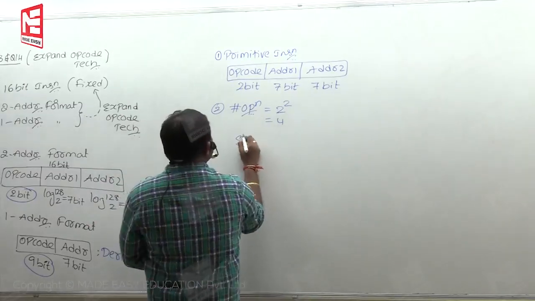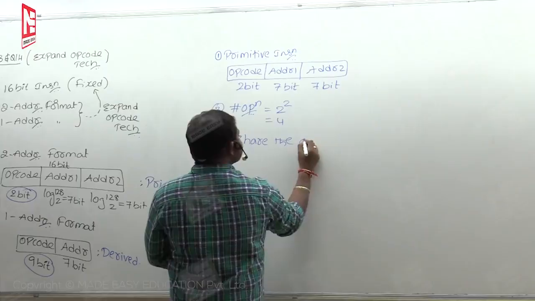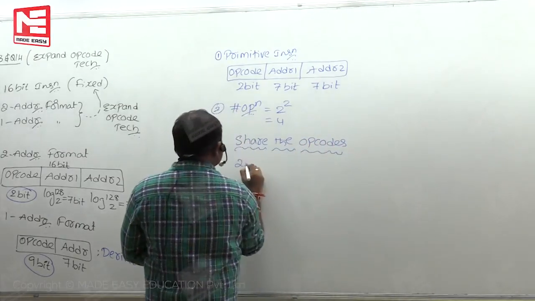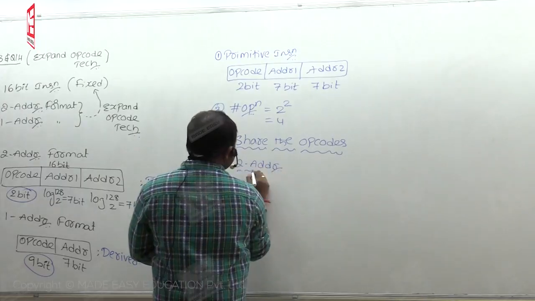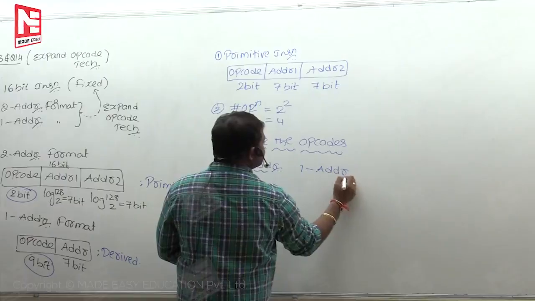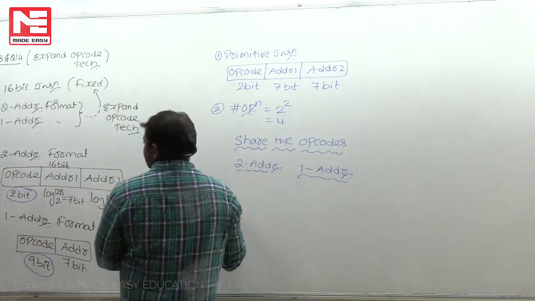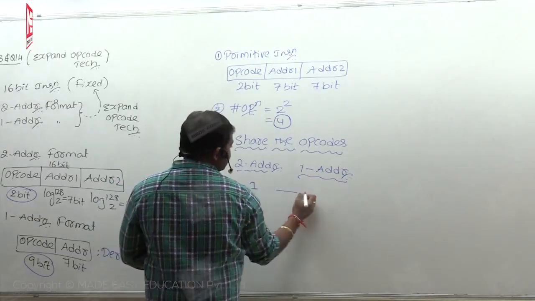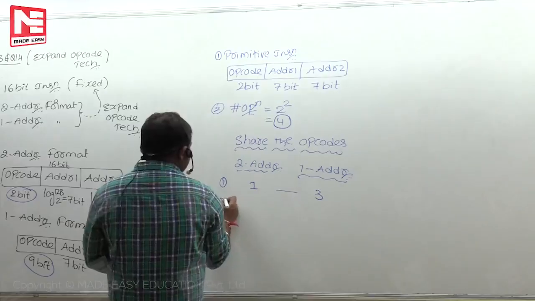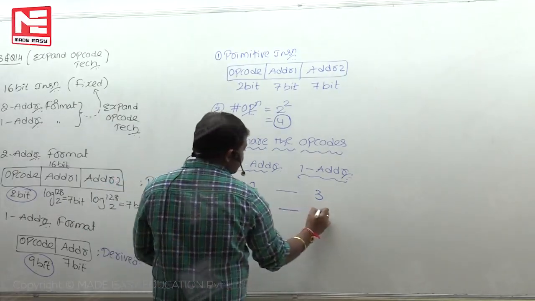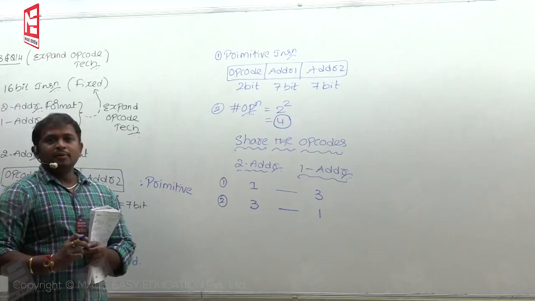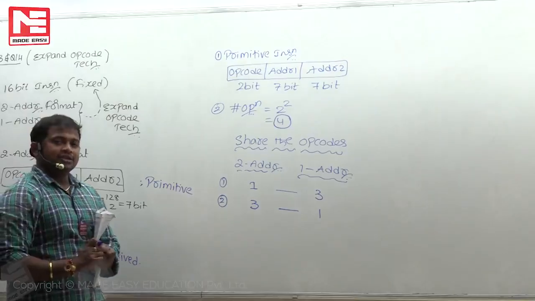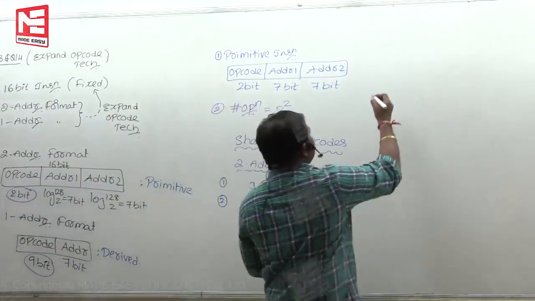So share the opcodes between 2 address and 1 address. Is it clear? Share means minimum to maximum. Total is 4. Minimum 1 address instructions is 1, so maximum 2 address is 3 and 1 opcode is free. Minimum 2 address instructions are 1, 3 opcodes are free. Maximum 2 address instructions are 3, free opcodes are 1.